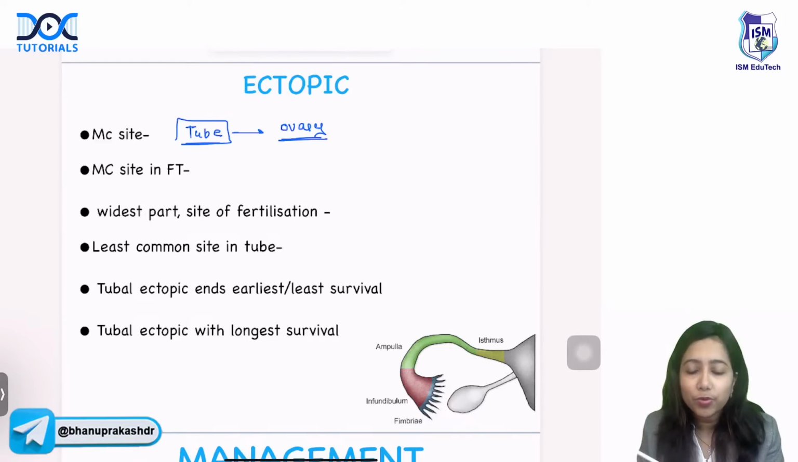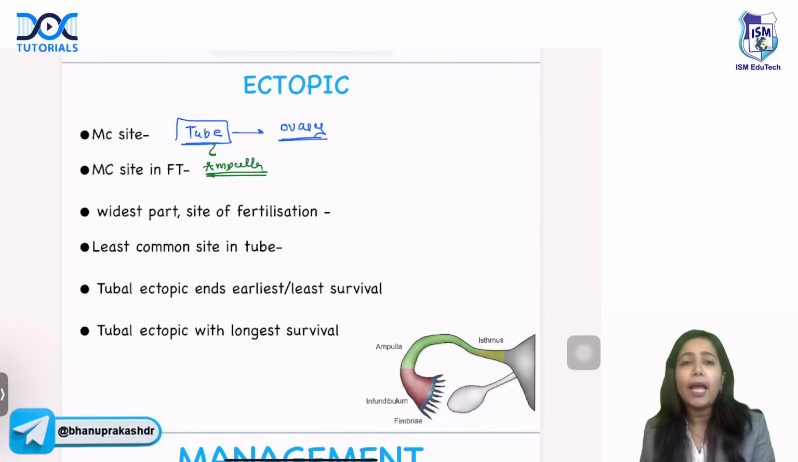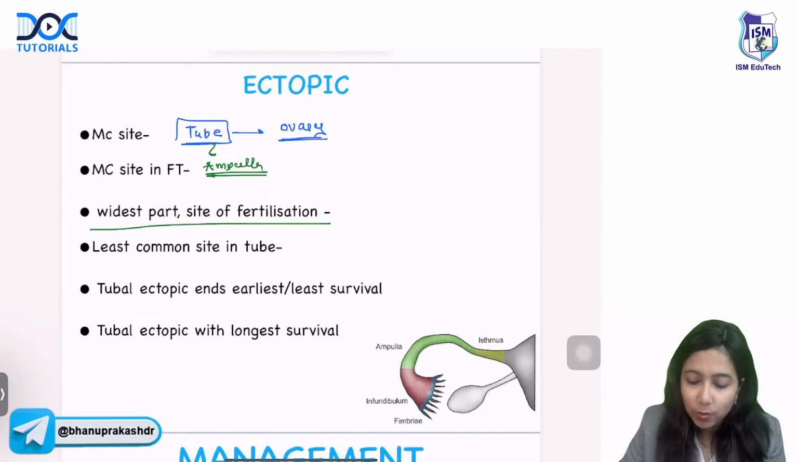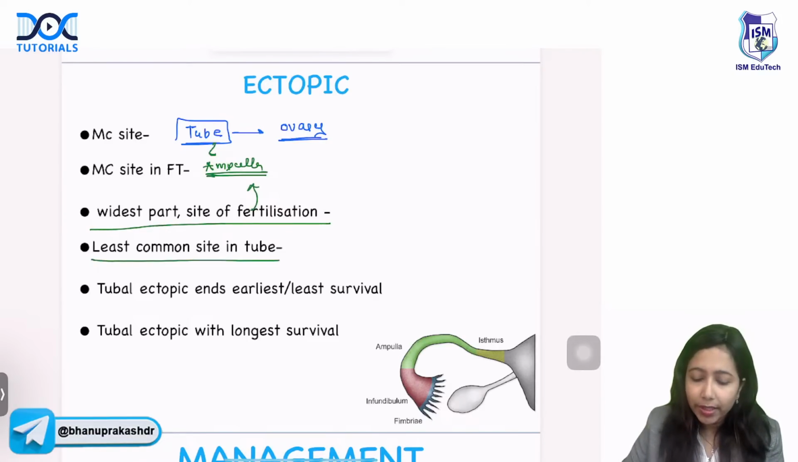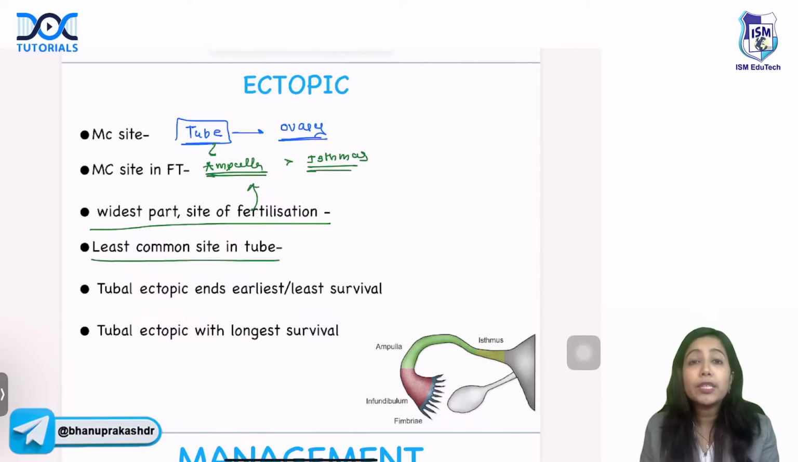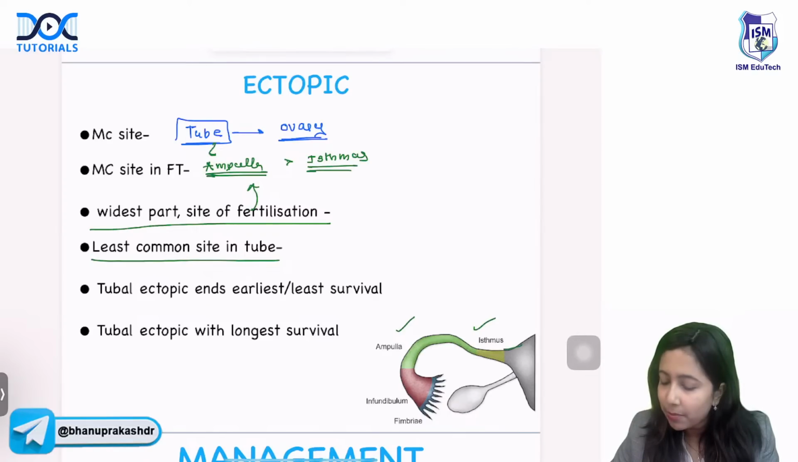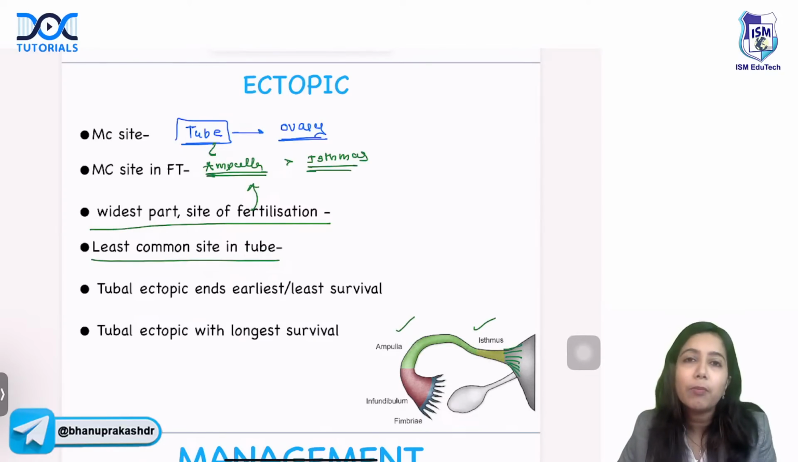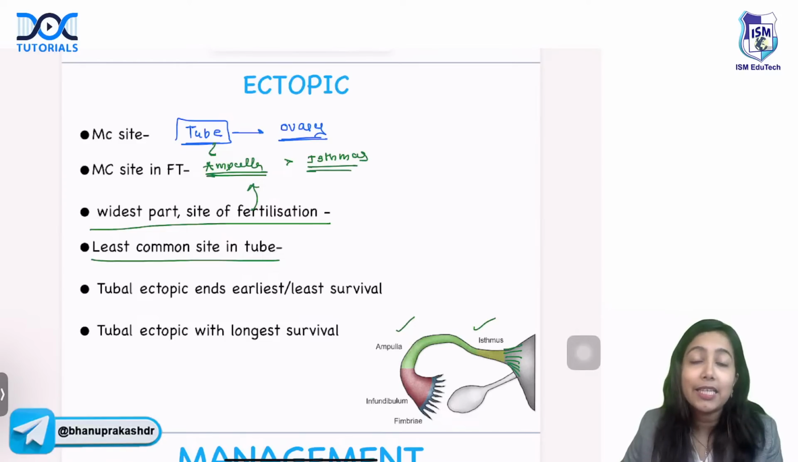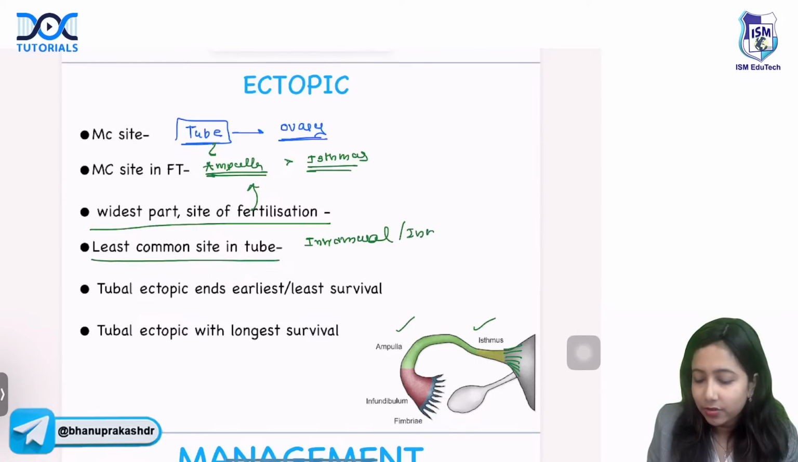In the tube, which is the most common site? It is the ampulla. As everyone has correctly pointed out, in the tube it is the ampulla, which is also the widest part of the fallopian tube. The most common site of fertilization as well is the ampulla. After the ampulla, the next common site is the isthmus. Which is the least common site in the tube to have an ectopic pregnancy? If you have a look here, this is the ampulla, this is the isthmus, and the part near the uterus is the intramural or interstitial part. This is the least common site in the fallopian tube.